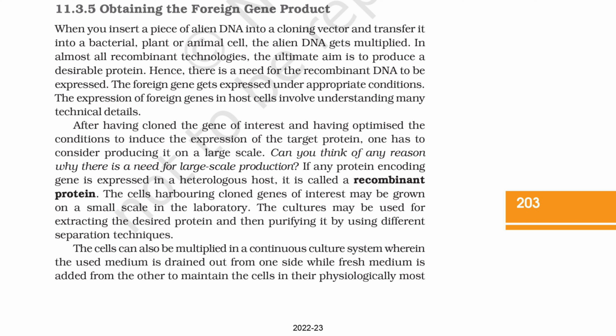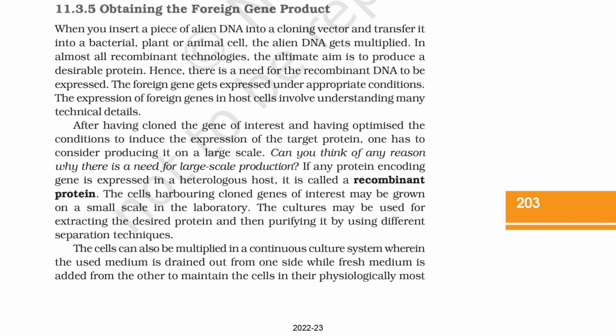Obtaining the foreign gene product. When you insert a piece of alien DNA into a cloning vector and transfer it into a bacterial, plant or animal cell, the alien DNA gets multiplied. In almost all recombinant technologies, the ultimate aim is to produce a desirable protein. Hence, there is a need for the recombinant DNA to be expressed. The foreign gene gets expressed under appropriate conditions.